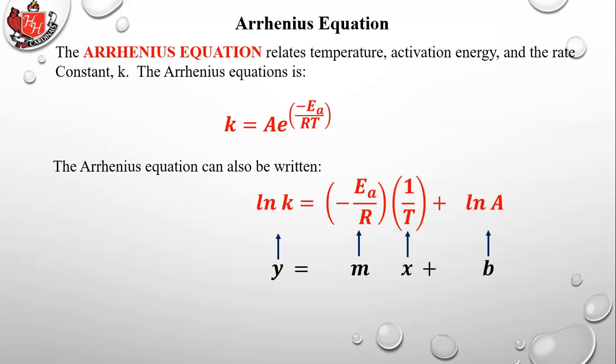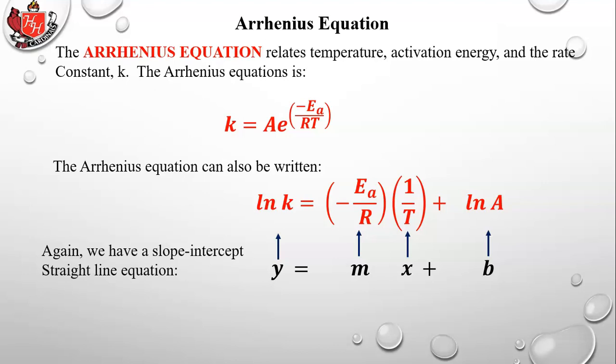So it turns the Arrhenius equation into a straight line equation, where the independent variable, which is equivalent to x, is 1 over T. So you can change the temperature, and that will tell you how the natural log of k, the rate constant, will change. The slope of the line is negative Ea over R. That's the m. And then the y-intercept is the natural log of A. So again, we have a slope-intercept straight line equation.